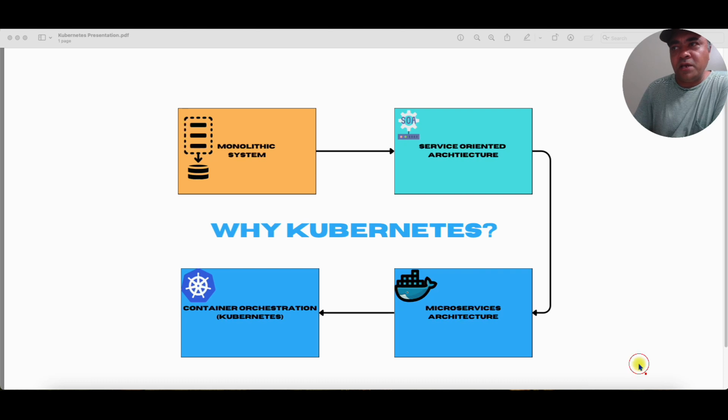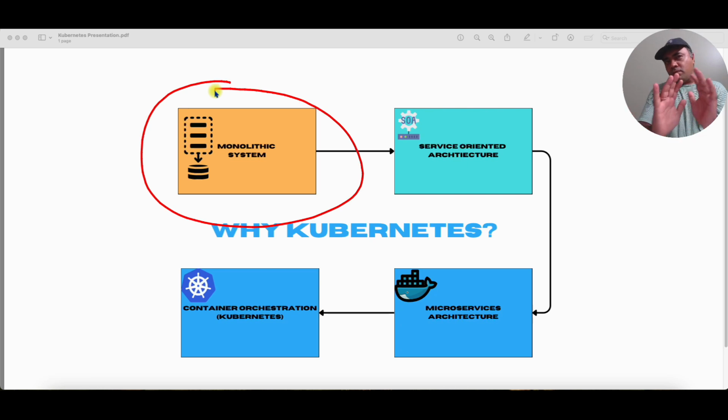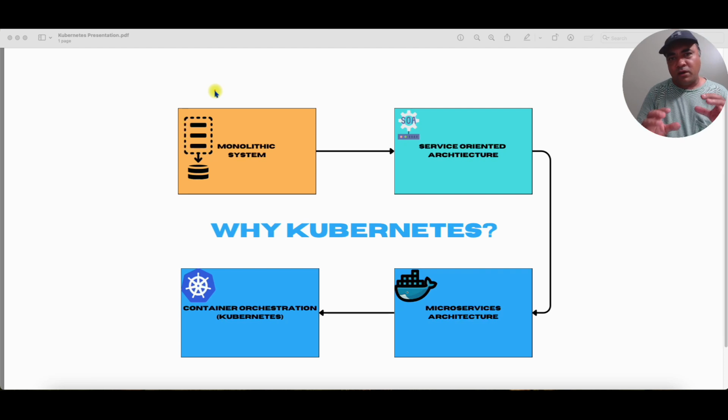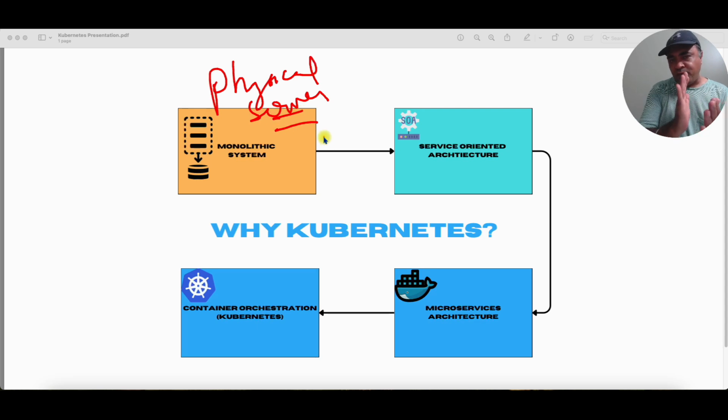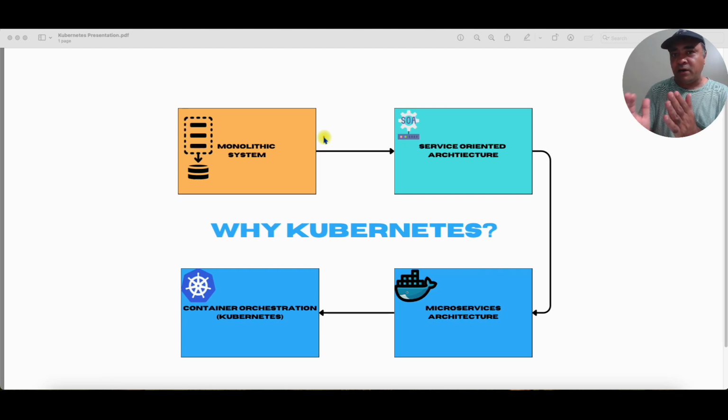Software applications were initially built using the monolithic architecture. So in the monolithic architecture, all the components required for the functioning of that application were crammed into a physical server. So what it means is, if we want to scale up a specific component within the application, it was not possible. And there were a lot of performance issues, scalability issues. The applications were not resilient.